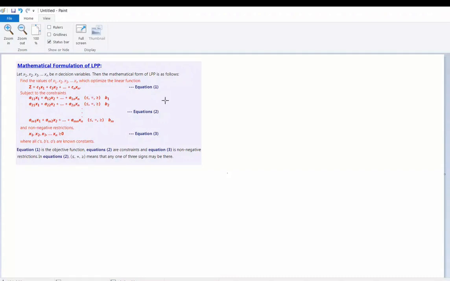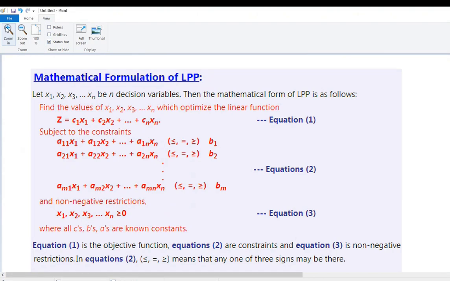Now I have changed the screen. Here is an LPP, a linear programming problem. We have to define x1, x2, x3 as variables, in the form of mathematical expressions, to find the values of x1, x2, x3 and so on up to xn, by optimizing a linear function itself. So we define the objective function as Z.